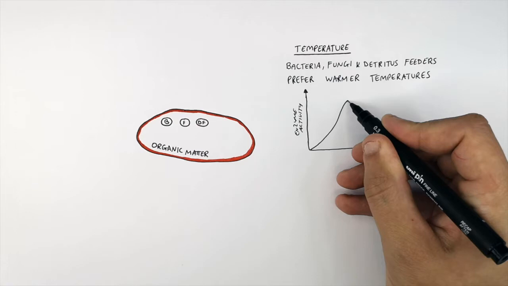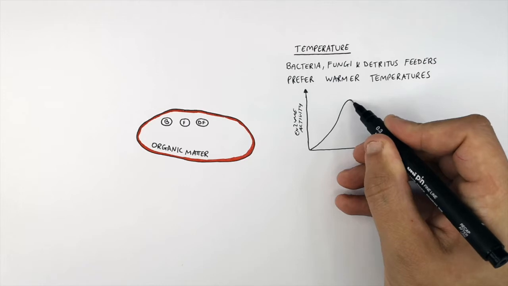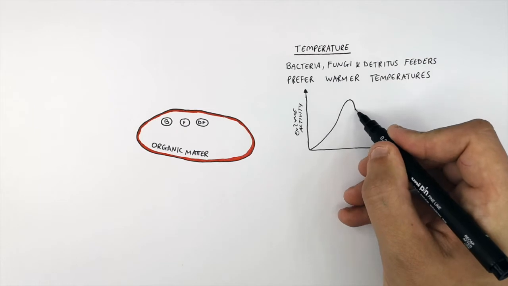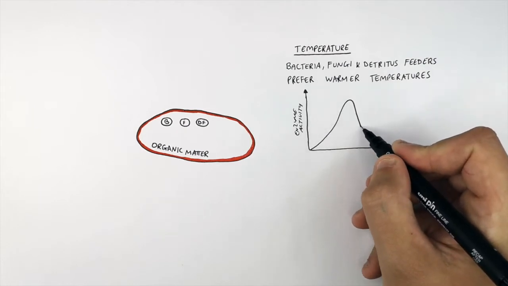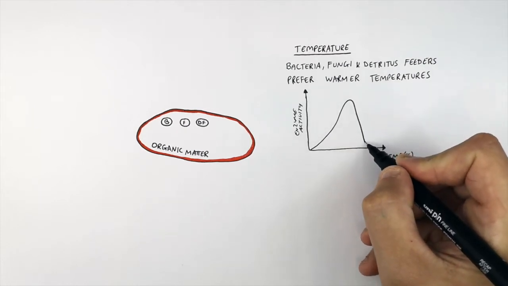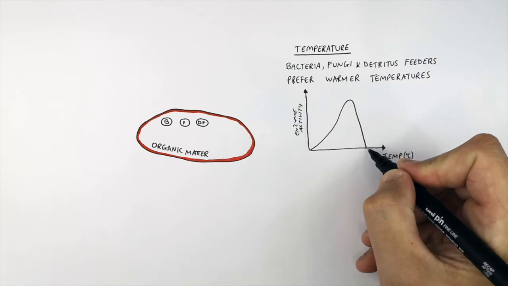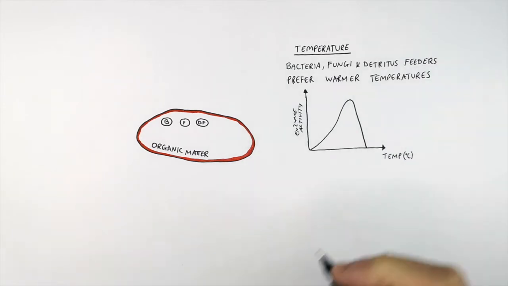So if you increase the temperature to the optimum temperature, this is where the enzyme activity is at its maximum rate. This is therefore the temperature where the enzymes will work at their fastest rate and decay will happen at its fastest rate. If the temperature gets too hot, above the optimum temperature, the enzyme's active site will denature. Therefore, the rate of decay will decrease above the optimum temperature.